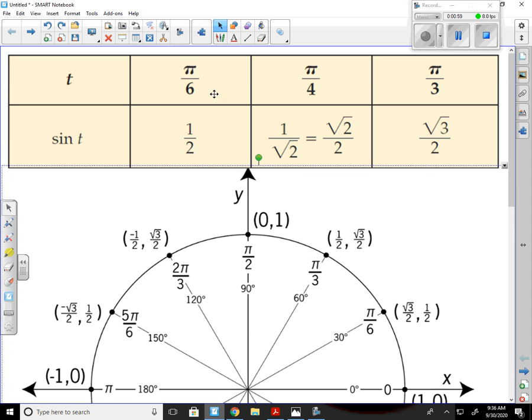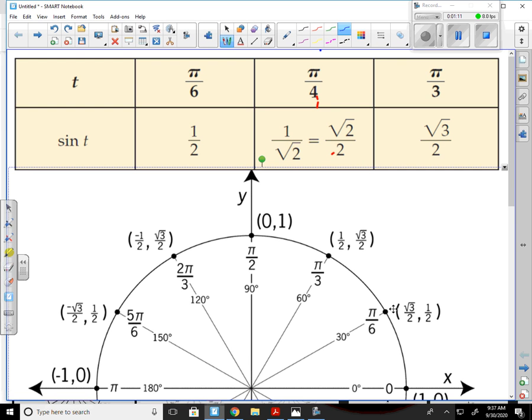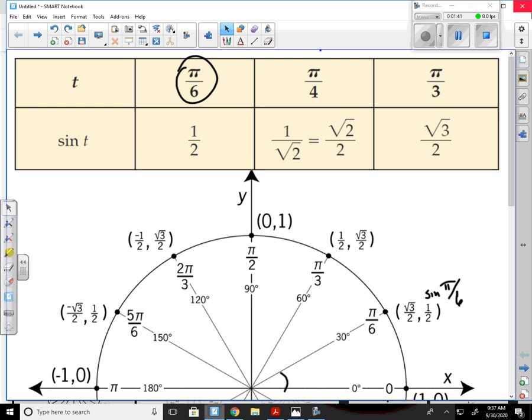The sine of pi over 6. When I look at the unit circle, remember we learned yesterday that the cosine is the x's and the sine is the y's. So if I look at the unit circle, it gives me the same values that this chart had. So if I go to pi over 6 on the unit circle, that's here. The sine is the y value. So the sine of pi over 6 is 1/2. The cosine of pi over 6 is root 3 over 2.